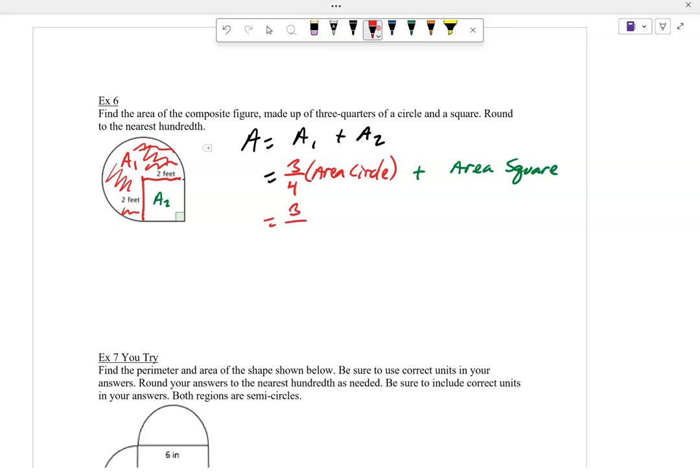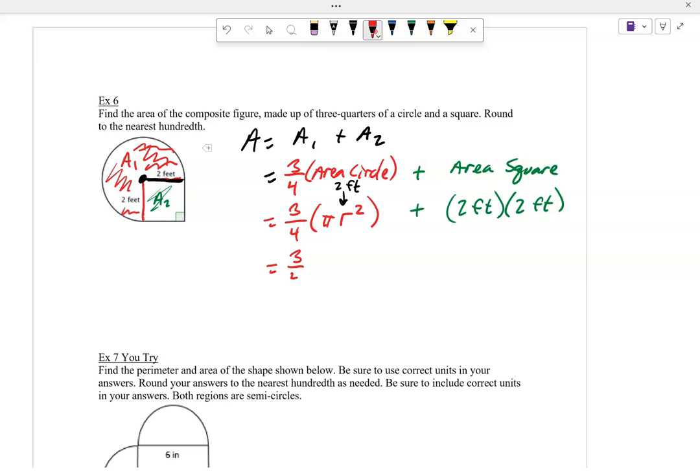Well, we know the area of a circle is pi r squared, pi radius squared. What's our radius? Looks like they give us it's 2 feet. So I'm going to plug 2 feet in right there for the radius. Let's also do the area of this square over here, which would be base times height, or side times side. So 2 feet times another 2 feet would be the area of that square, so 4 square feet.